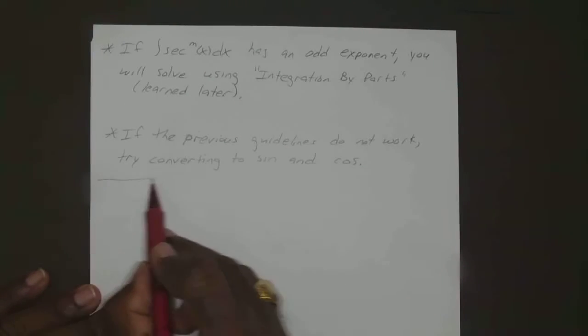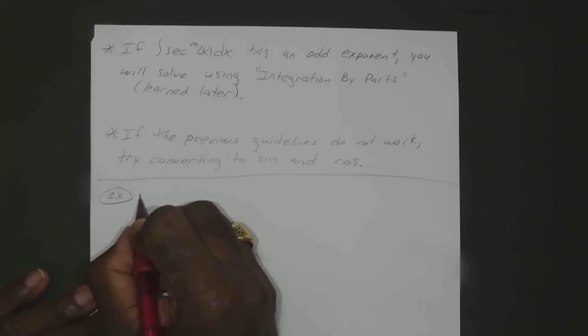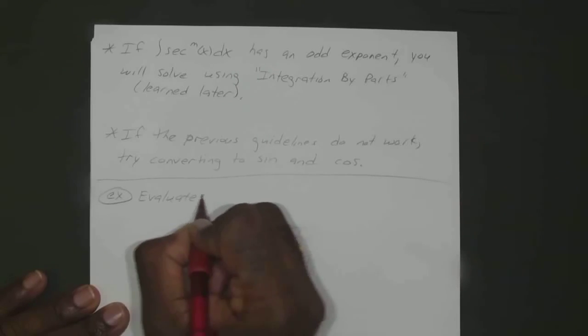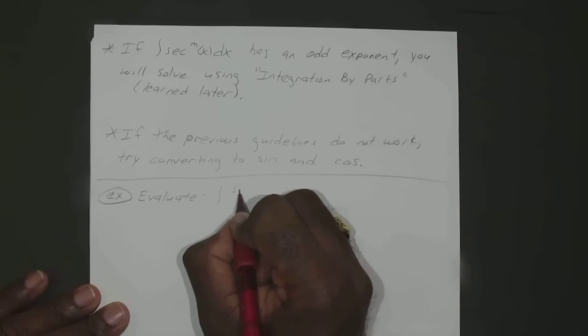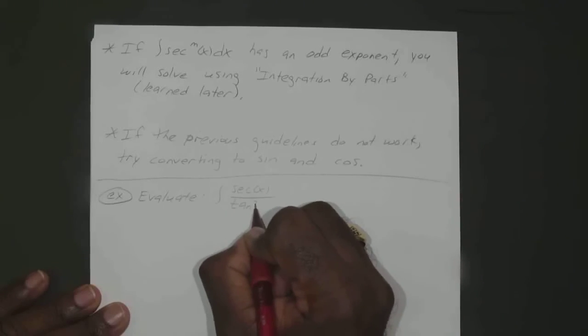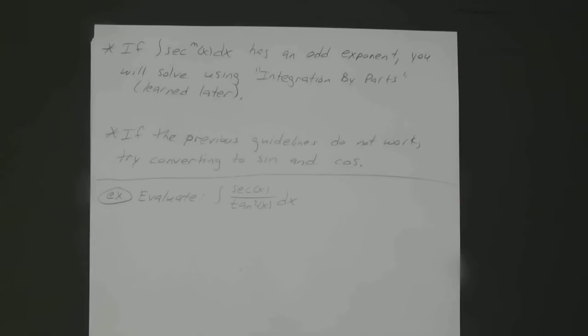Right, so for example, if you wanted to evaluate the integral of secant x over tangent squared of x dx. Okay, so your tangent squared is even, but it's also negative, so it's not positive, so you can't use that previous method.